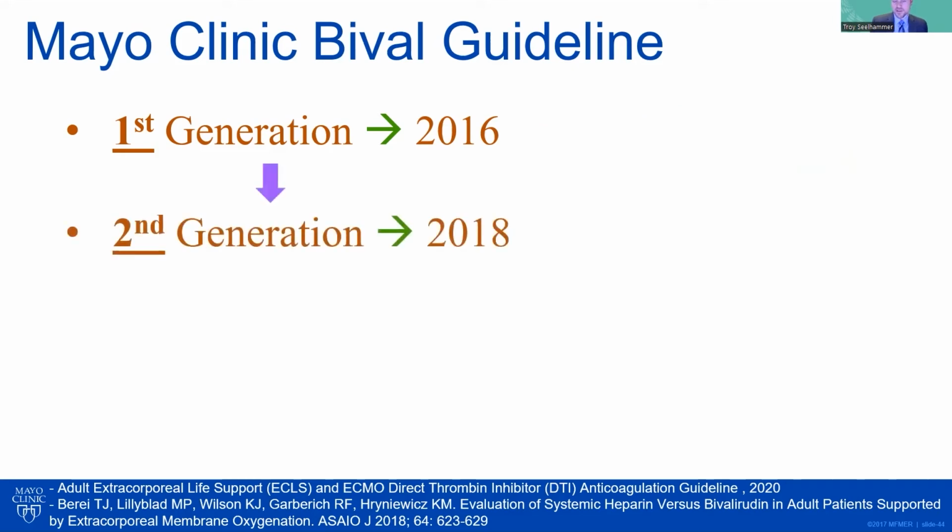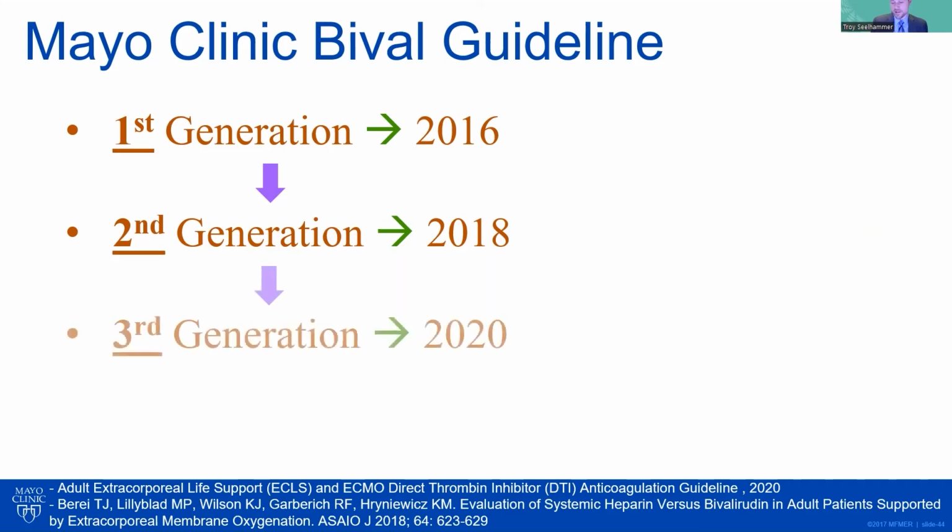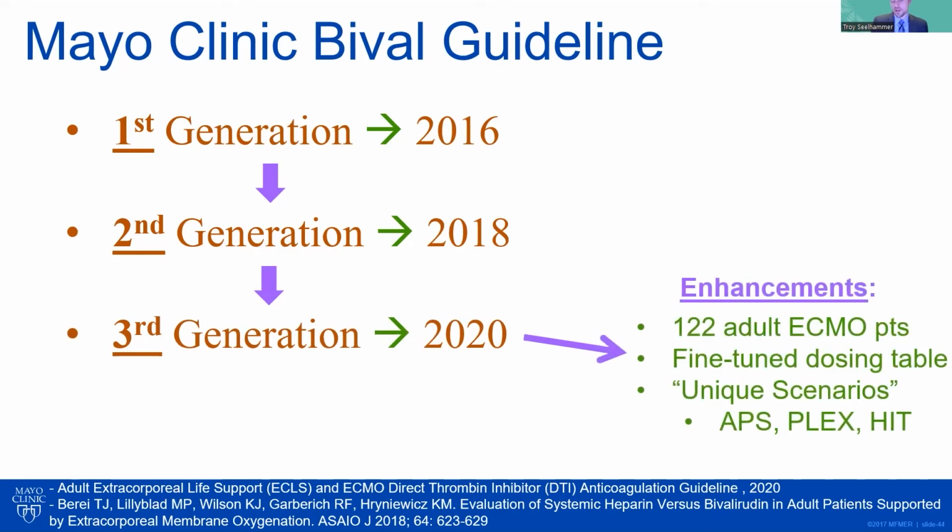The second generation, 2018, we were able to use our own internal adult ECMO patients, and then we were able to develop and derive a renal dose table for starting dose, but also for adjustment in dose dependent upon estimated kidney function. And we added how to handle low flow states, and we'll touch on that in just a moment. The third generation went live in 2020, and here we used a larger cohort, now over 100 patients, and we fine-tuned the dosing tables with a reanalysis.